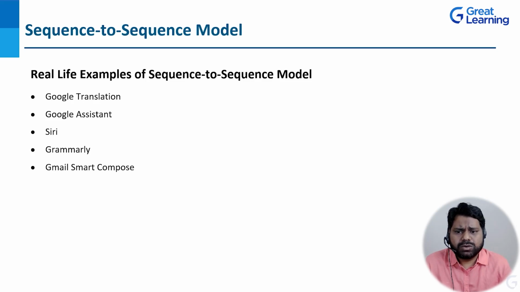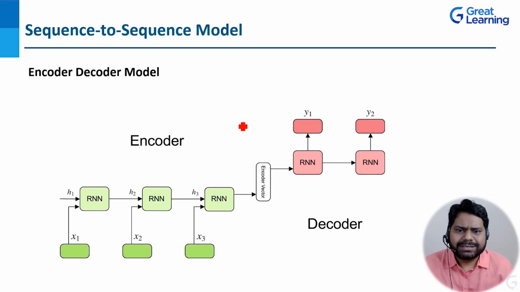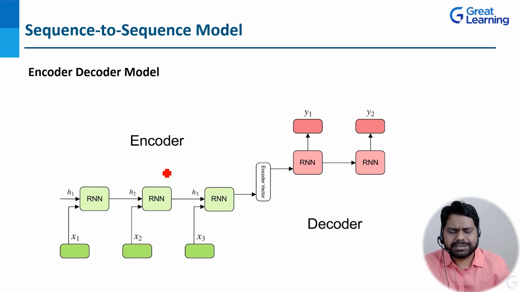Then we use Google's Smart Compose. We use Android Smart Keys. We also use Alexa. Okay, these are some of the sequence to sequence based model use cases which we use in our day-to-day life. Now let's discuss how the encoder-decoder model works. So this is the basic structure of the encoder-decoder model.